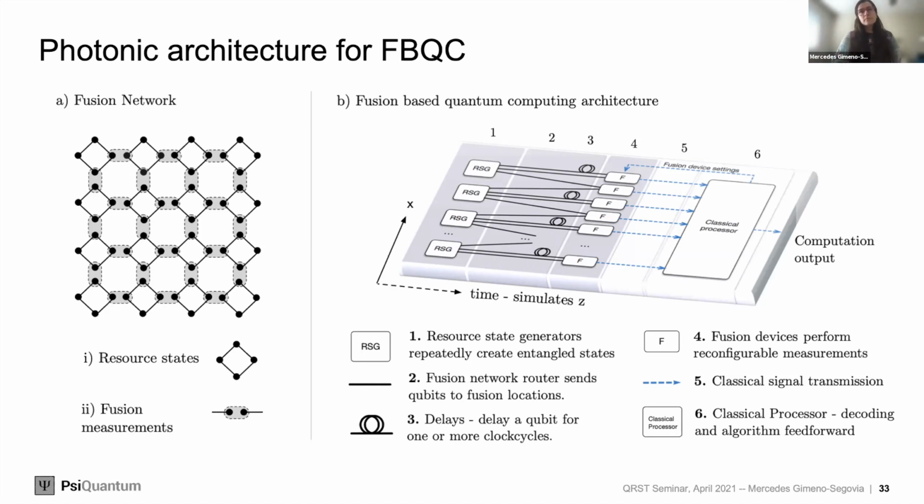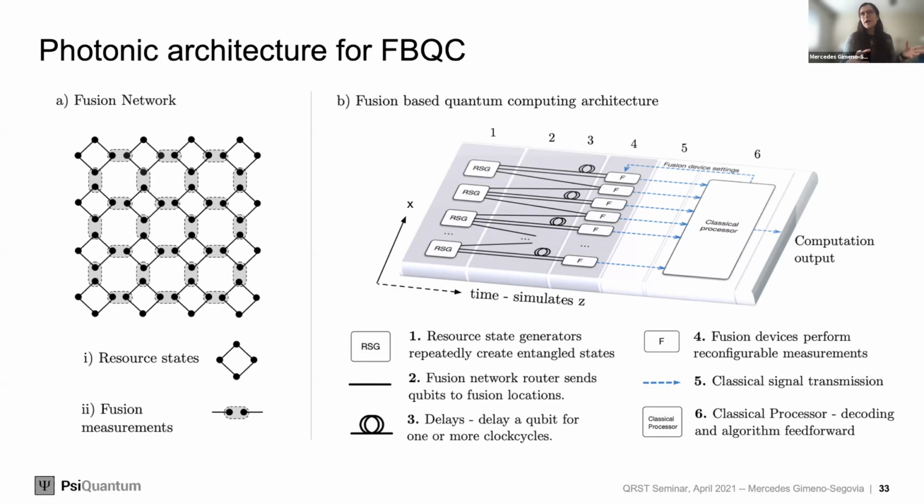Now, I think something interesting here is that you can see that it's completely decoupled. The time scale on which my resource state generators are producing resource states is completely decoupled from this top classical processor, because it doesn't need to be sending a lot of information, and that's really helpful once you start thinking about the classical processing architecture.